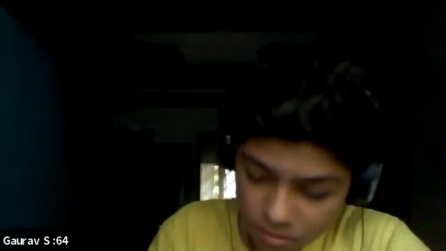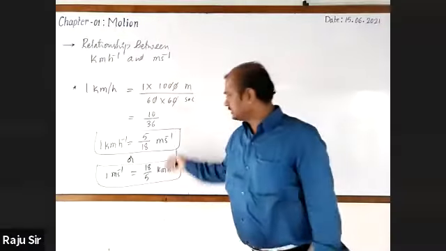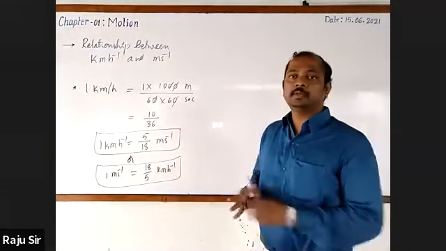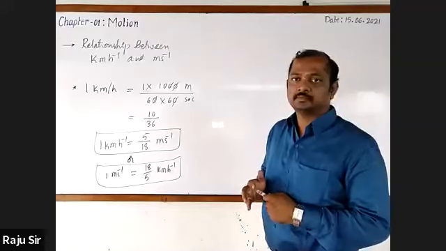Sir, can you please explain meter per second to kilometer per hour? You may write this as it is, a class 2. You can write 1 meter per second equal to 18 by 5 kilometer per hour. Hope that you have copied.